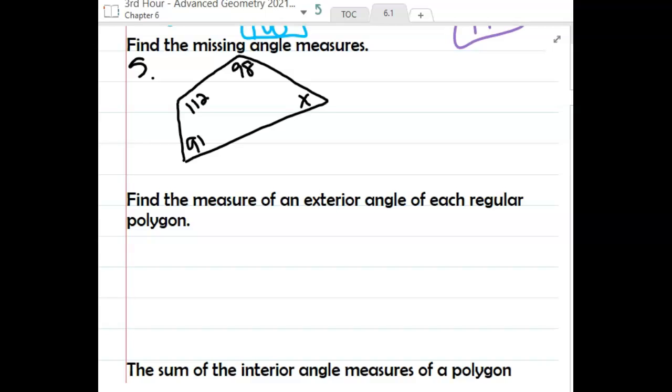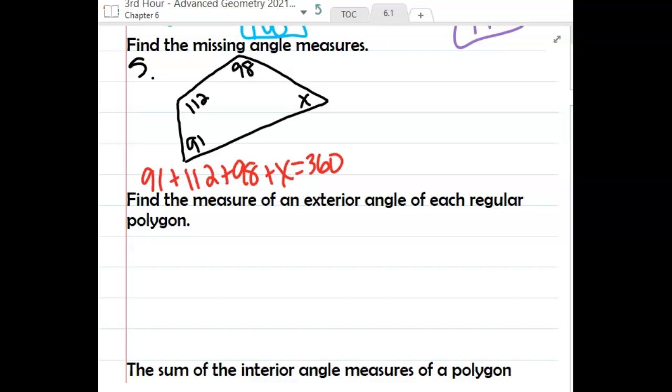How many sides and angles does this figure have? 4. So if you're not sure what the sum of the angle measures of a quadrilateral is, we have that theorem, right? That formula that we just did. You could take 4 minus 2, which is 2. 2 times 180 is 360. We maybe already knew that, right? A square and a rectangle add up to be 360. Any quadrilateral is going to add up to be 360, which means if I take 91 plus 112 plus 98 plus x, I'm going to get 360.